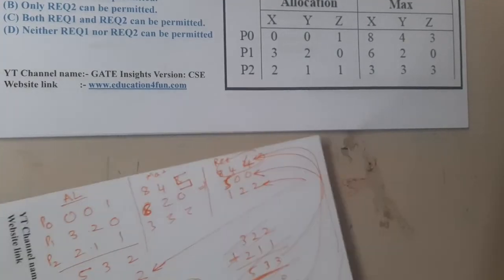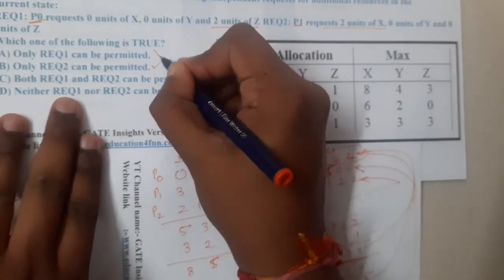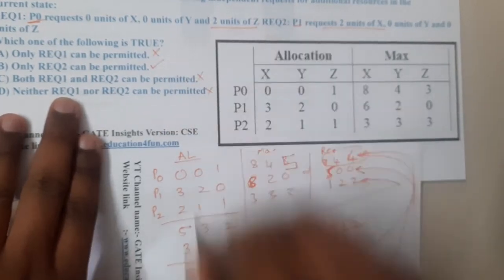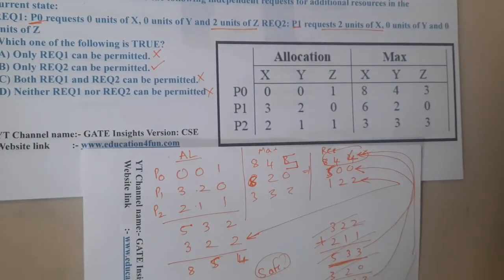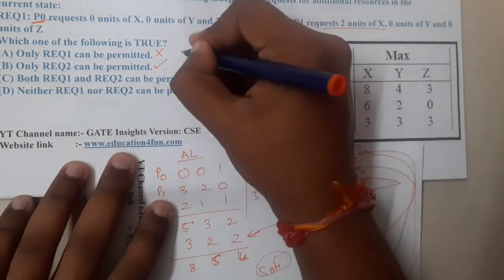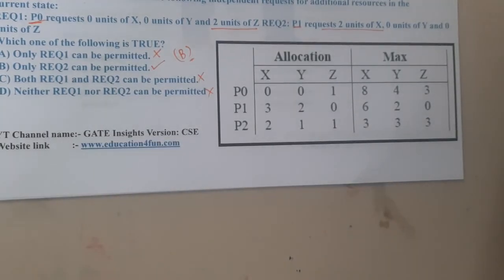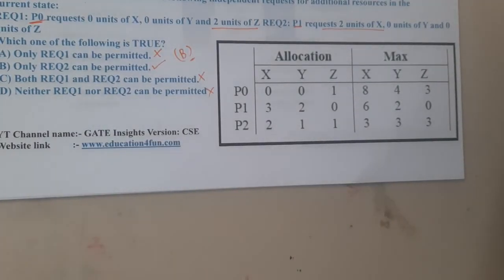With that understanding, we can conclude that the request of P2 is permitted and the request of P1 is not permitted. So the most probable correct answer should be B. Just give me a second. Yes, the answer is correct, so B is the correct answer. It's a quite easy and direct question based on the banker's algorithm.